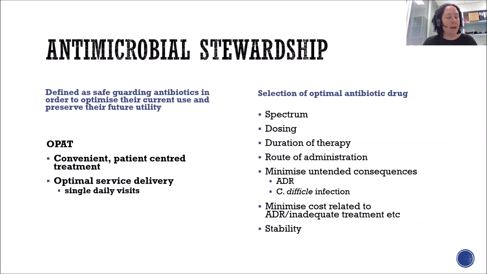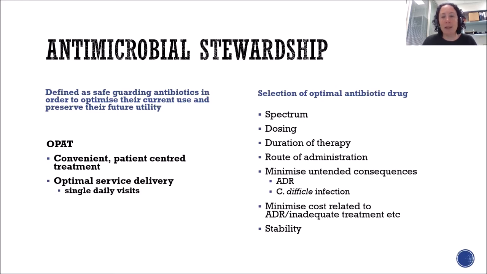The second thing, I guess, in terms of OPAT and how we use it with prosthetic joint infection is a very important topic, which is antimicrobial stewardship. This is defined as safeguarding antibiotics in order to preserve their current use and preserve their future utility. So as a member of an OPAT team, what we're trying to do is select the optimal antibiotic drug.